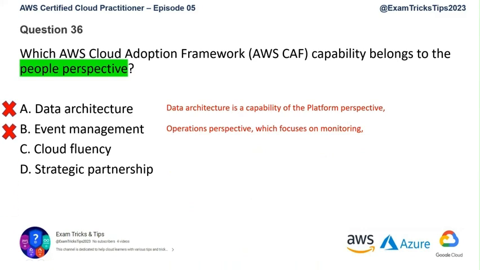So option B, incorrect. Cloud fluency. Now this one is something that is important for us. Cloud fluency is a critical aspect of the people perspective, and it enables organizations to build a cloud-competent workforce. So this is all about making sure that you have a set of people who have the knowledge, skills, and behavior necessary to be part of a cloud organization, right from building, maintaining, and supporting those kinds of applications.